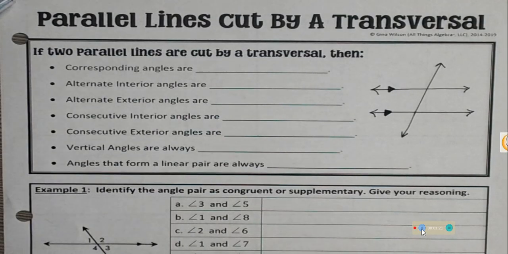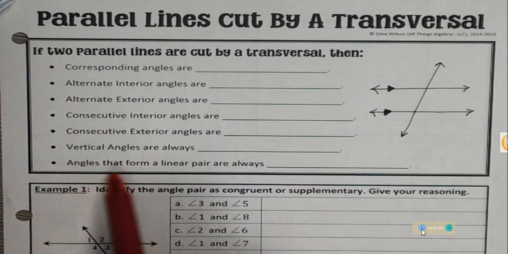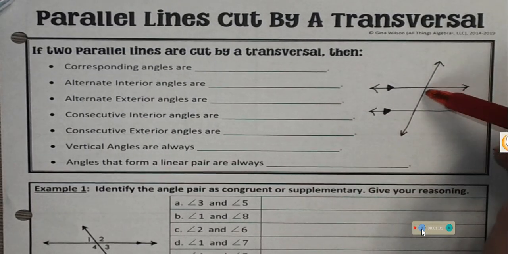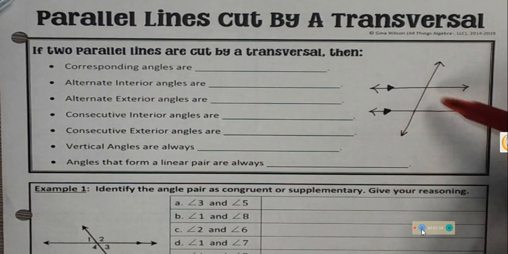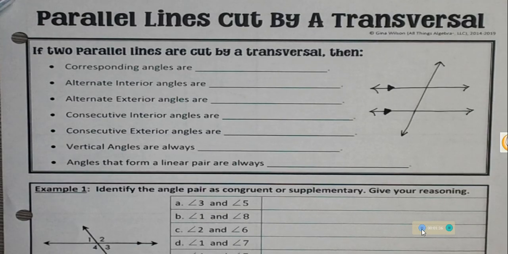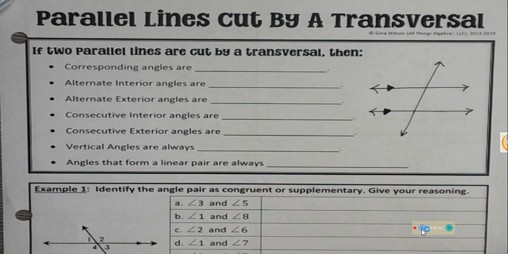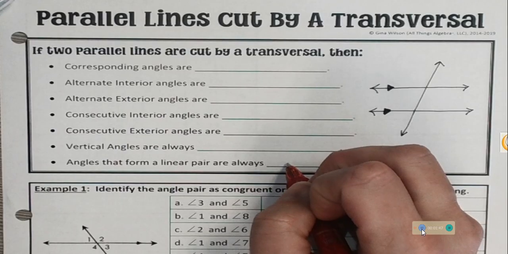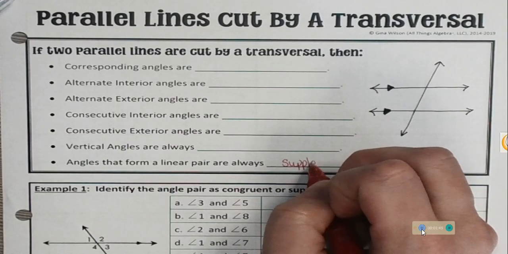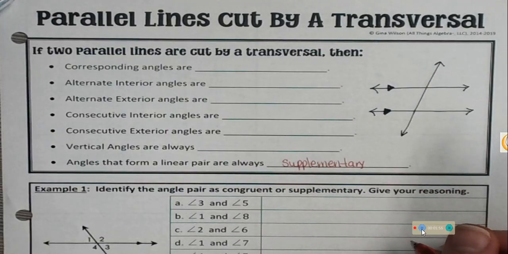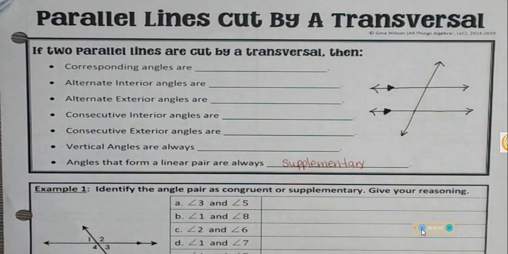Now, there's a couple of these that you would already know based on previous lessons. Angles that form a linear pair. So these two make a linear pair. These two make a linear pair. These two make a linear pair. If you make a linear pair, what are you creating? You're creating a line. And what do you know about a line? It's a straight line. How many degrees is it? 180. So linear pair is always going to be supplementary. Okay? So they add up to equal 180 degrees.